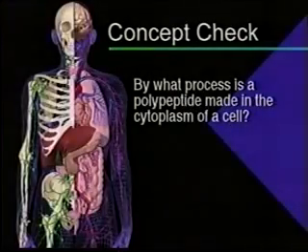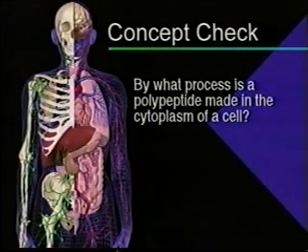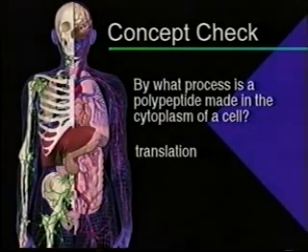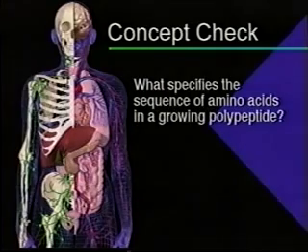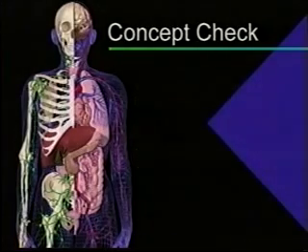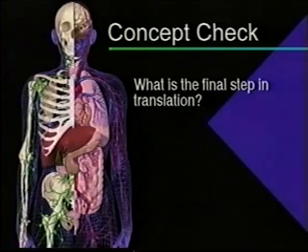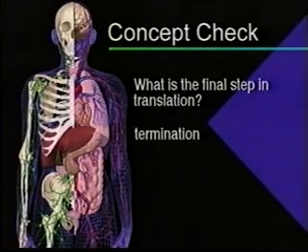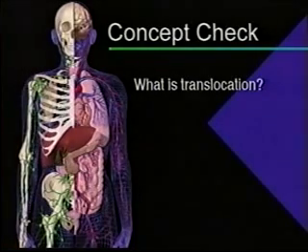By what process is a polypeptide made in the cytoplasm of a cell? What specifies the sequence of amino acids in a growing polypeptide? What is the final step in translation? What is translocation?